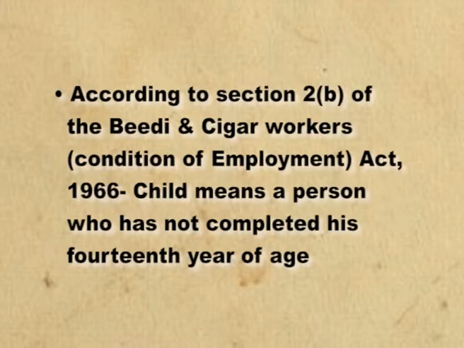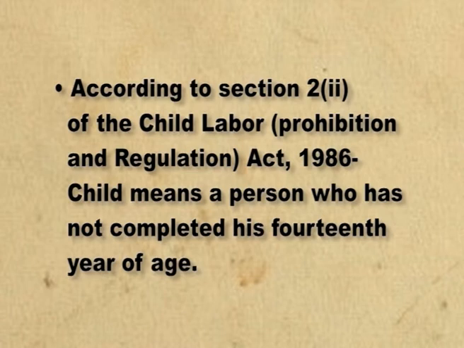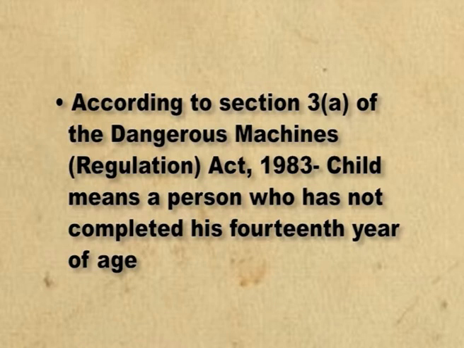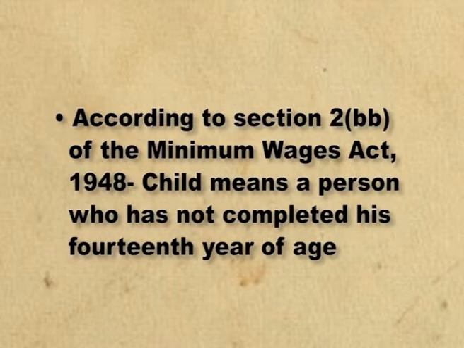According to section 2B of the Bidi and Cigar Workers Condition of Employment Act 1966, child means a person who has not completed his 14th year of age. According to section 2 of the Child Labour Prohibition and Regulation Act 1986, child means a person who has not completed his 14th year of age. According to section 3A of the Dangerous Machines Regulation Act 1983, child means a person who has not completed his 14th year of age.